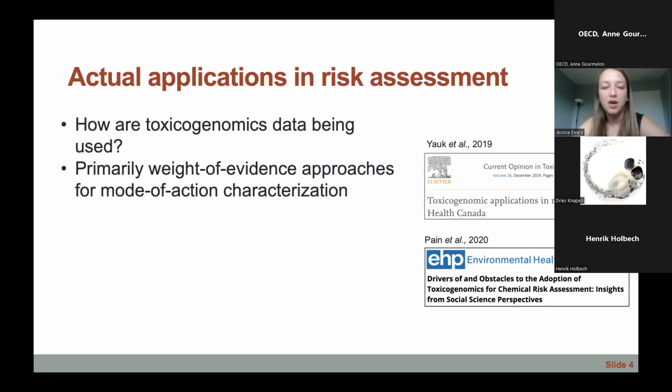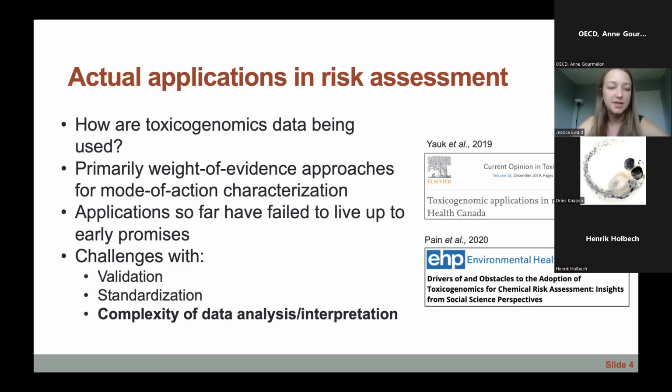And they found that, well, there's a lot of talk of all these different methods in the literature. The actual uses were primarily weight of evidence approaches for mode of action characterization. So this is kind of just a standard analysis where we identify the genes and pathways or metabolites or proteins that are impacted by chemical exposure and then use them to better understand a chemical's mode of action.